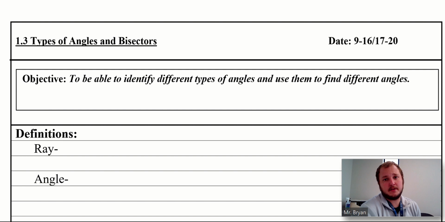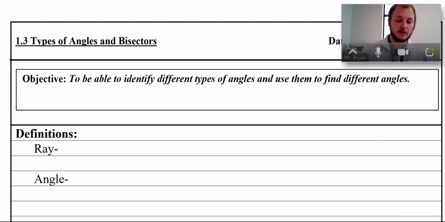Objective for today, you do not need to write this down. Want to be able to identify different types of angles, which you may have seen in past math classes before. If not, this will be good information. And then want to be able to use those different types of angles to determine what kind of angles they are. So that's basically the idea. Can I identify them, and then can I use that to solve different problems? Okay. So with that being said, the first definition that we need to know if we're going to talk about angles, and I'll move myself up here.